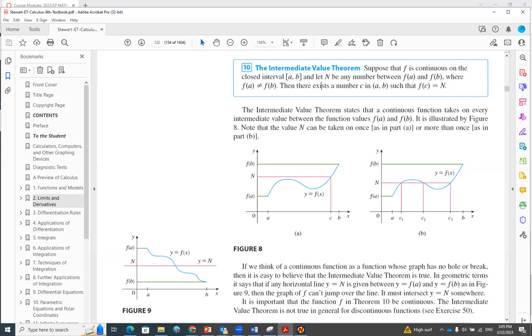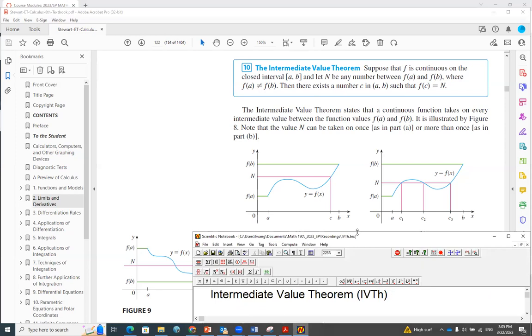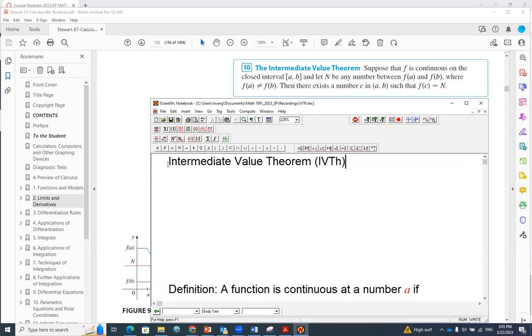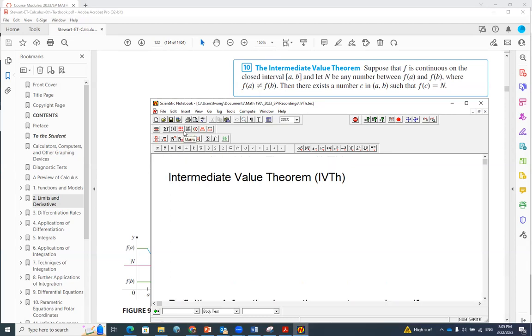The interpretation I would like to start with, to help you understand this theorem, is to first understand what a function is. We know that a function is a rule that assigns to each input exactly one output. That's what we call a function.